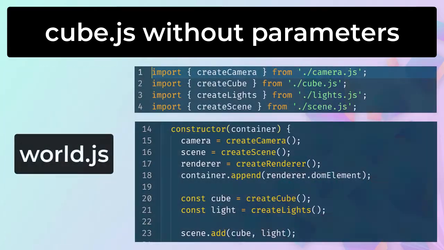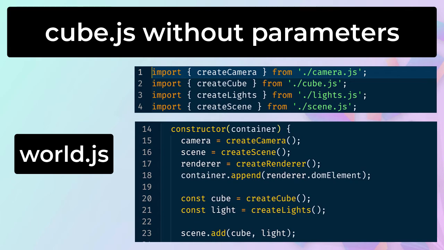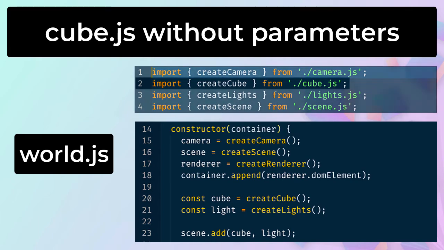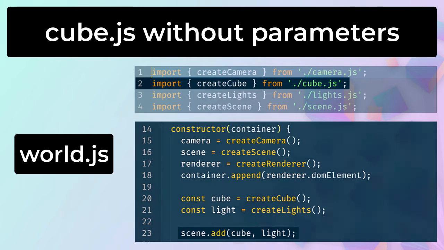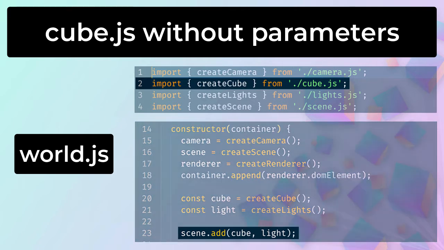Now, if we switch over to the world.js file, which is the module where we created our 3D world, you can see how we have imported this function from Cube.js. And then used it to create a new cube which is subsequently added to our scene. In our modular approach, each chunk of code like this is responsible for constructing and defining a single object. In this case, Cube.js defines a purple cube.